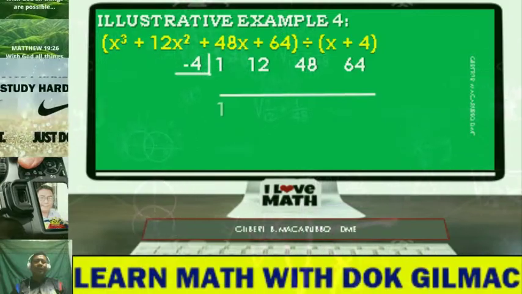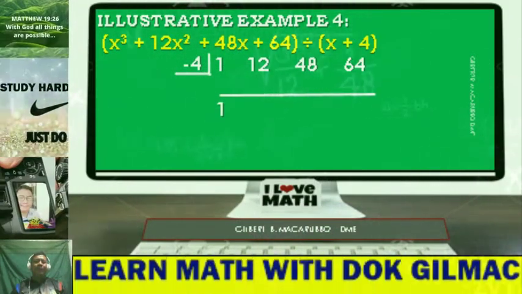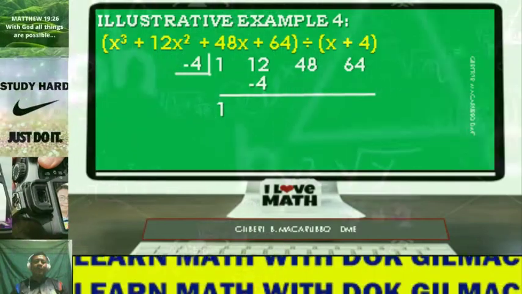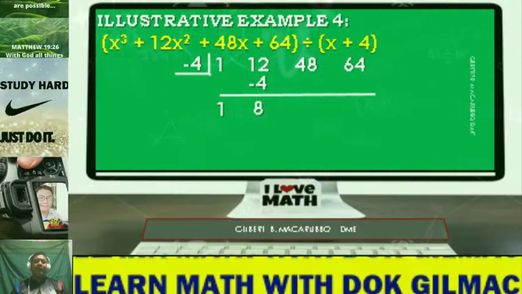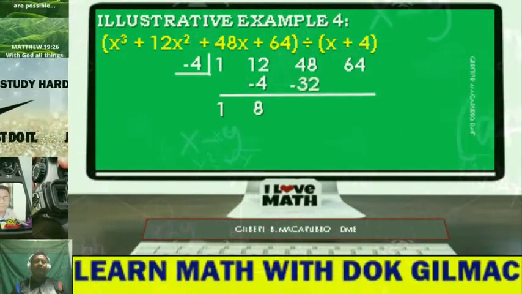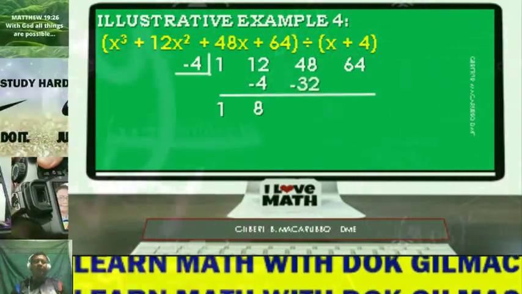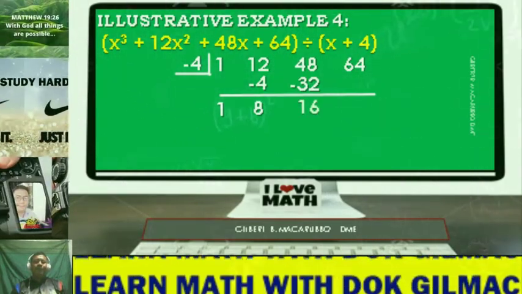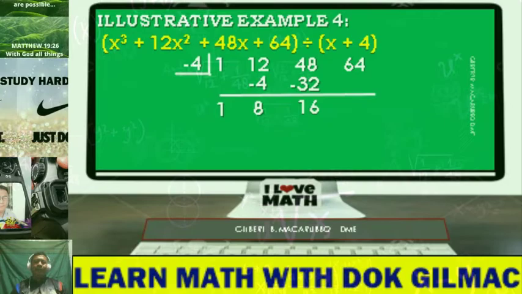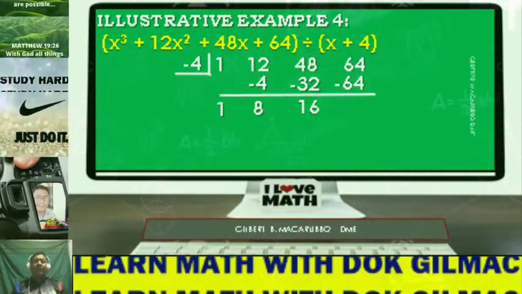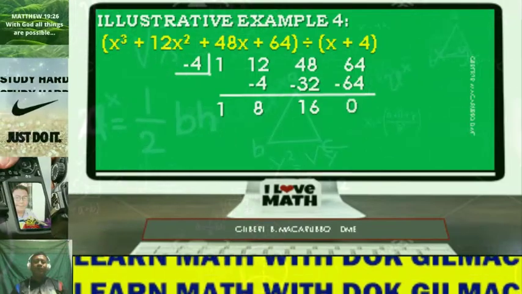Let's bring down 1. Multiply it by negative 4, so we have negative 4. 12 plus negative 4, so we have 8. 8 times negative 4 is negative 32. 48 plus negative 32 is positive 16. Times negative 4 is negative 64. 64 plus negative 64 is 0.